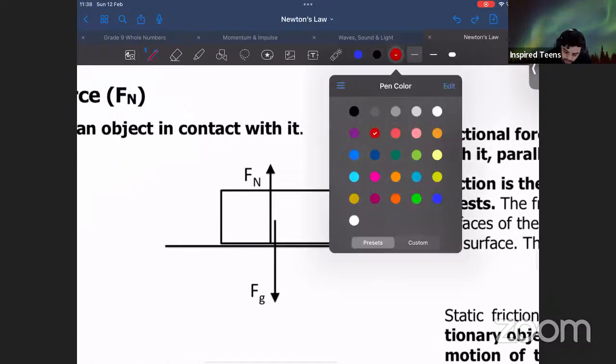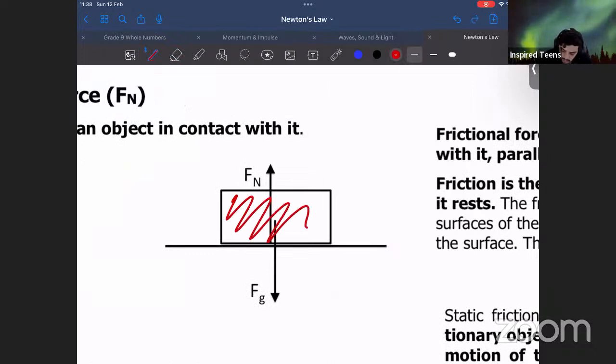Let's just say this is a box. Now this box, you can see it exerts a downwards Fg force. Obviously, if it's downwards, it would be on the surface. So according to Newton's third law, which we will go through, Newton's third law states that every object in the universe exerts a force on every other object, and that second object exerts a force back onto the first object that is equal in magnitude but opposite in direction.